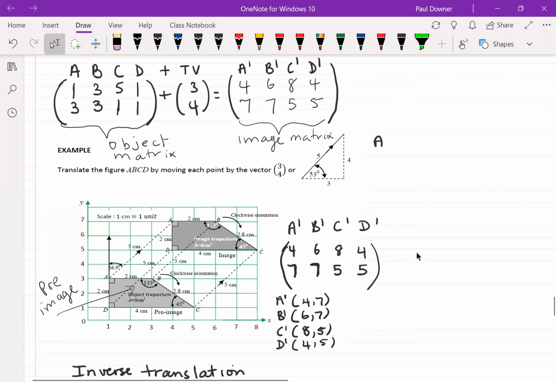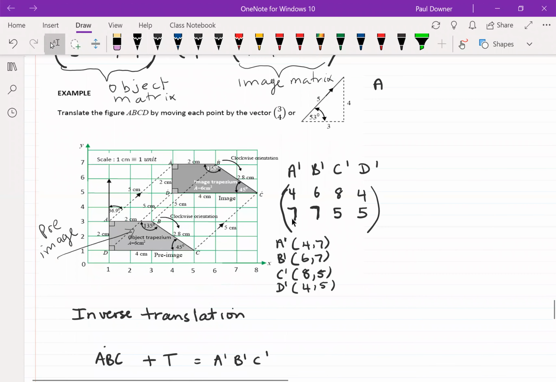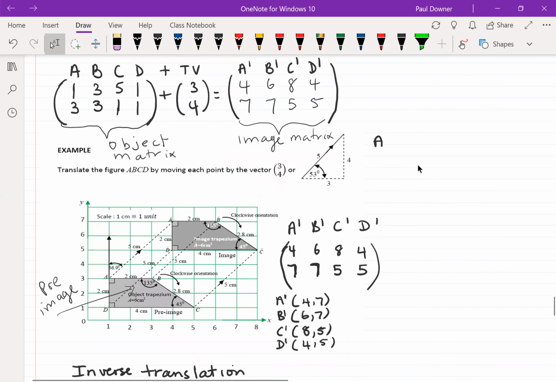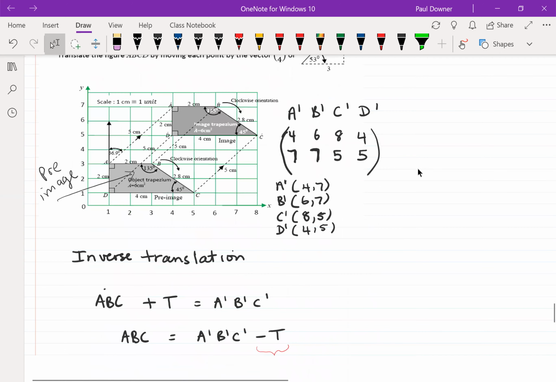So that's how you would do that if you were doing the drawing method, right? Move each point 3, 4. Or if you had to do a calculation method, this is a nice way of doing it. You could do each point individually if you wanted, but this way saves space and it's accepted and it's very, very useful and, you know, makes your working a lot more condensed.